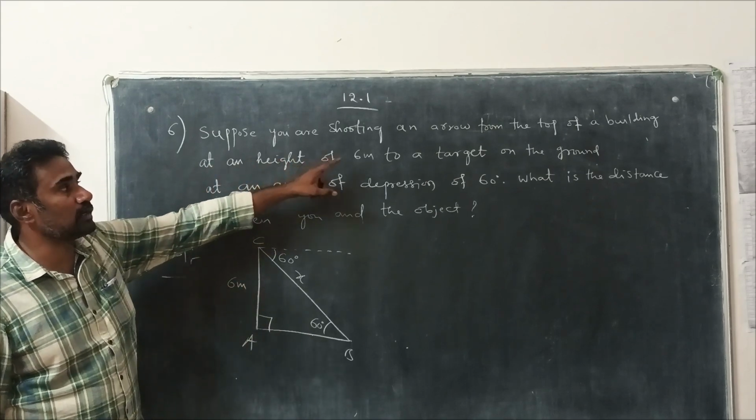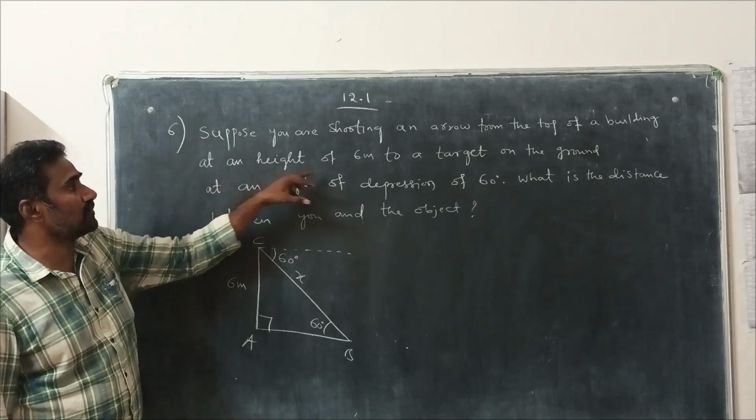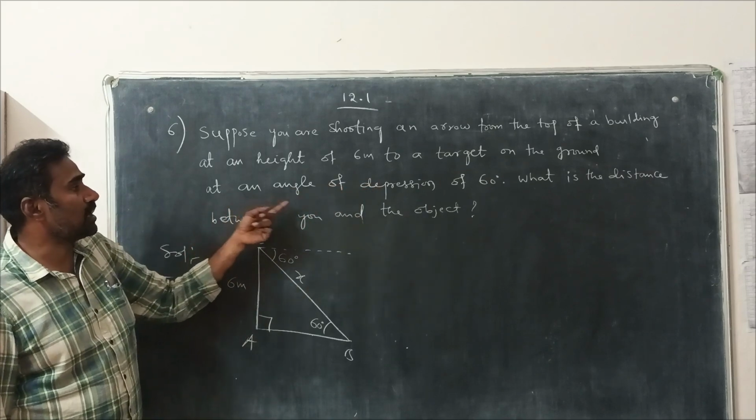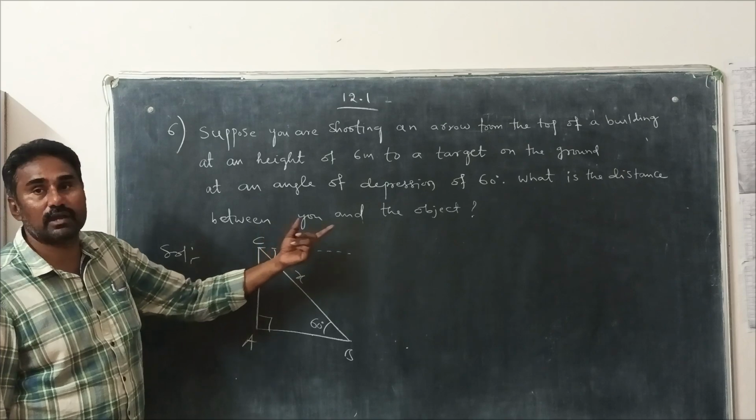Suppose you are shooting an arrow from the top of a building at a height of 6 meters to a target on the ground at an angle of depression of 60 degrees. What is the distance between you and the object?